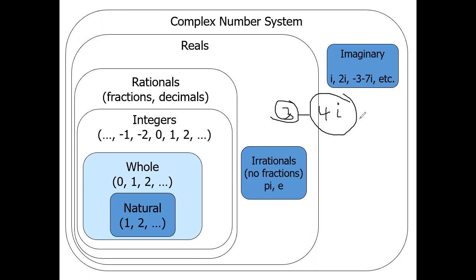So every complex number is made of what? A real and an imaginary component. Okay, so we take note of that.